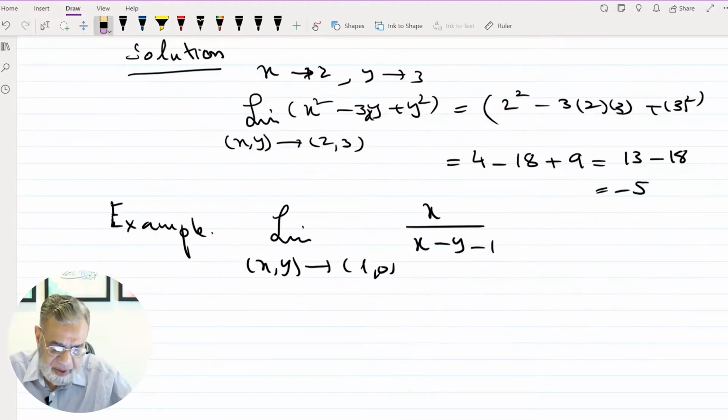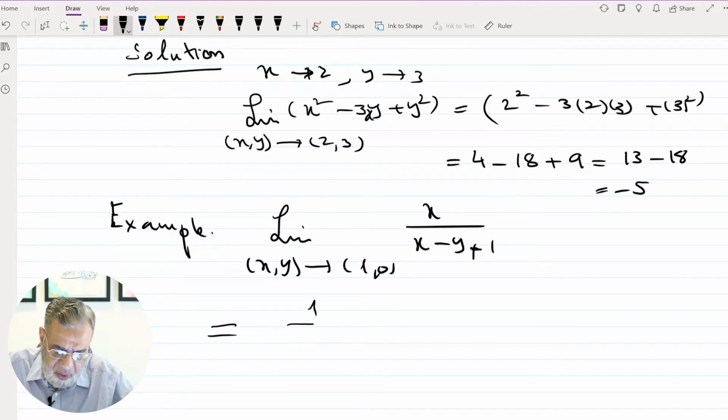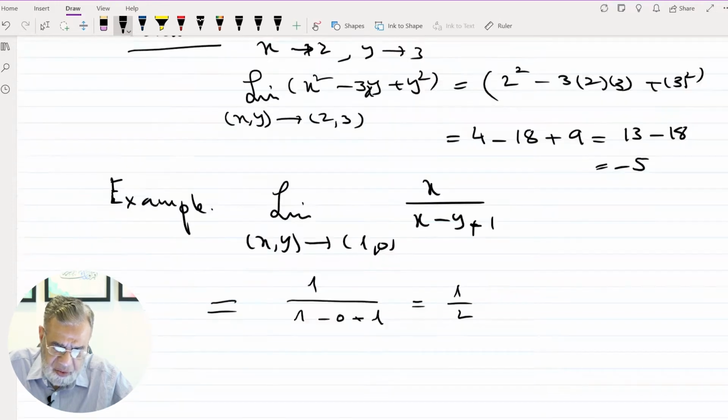I take another example, the limit as (x, y) tends to (1, 0), that is x equal to 1, y equal to 0. And here the function is x over x minus y plus 1. When we substitute, we get the result 1 over 1 minus 0 plus 1. So I get the result 1 upon 2. So the limit exists and is equal to 1 upon 2.